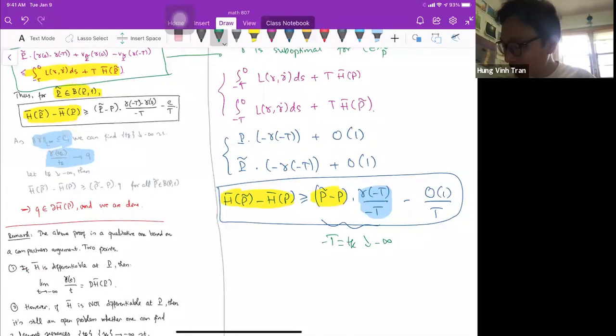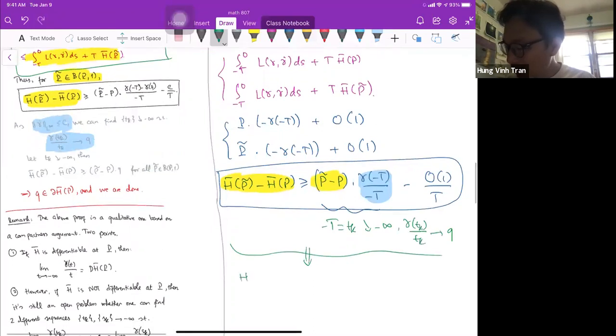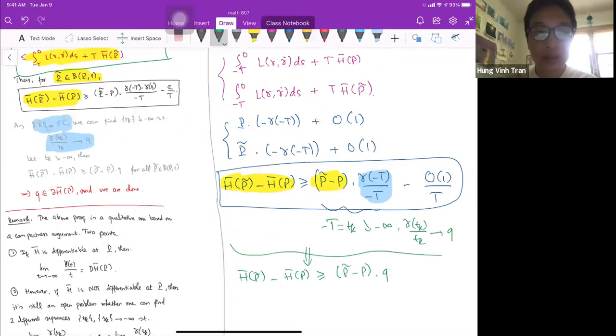I would have that gamma tk over tk converges to q, right? So then I would have that h bar p tilde minus h bar p is greater than or equal to p tilde minus p dot with the vector q. Okay, so clearly this implies that q is in the subgradient of h bar p. So we are done.